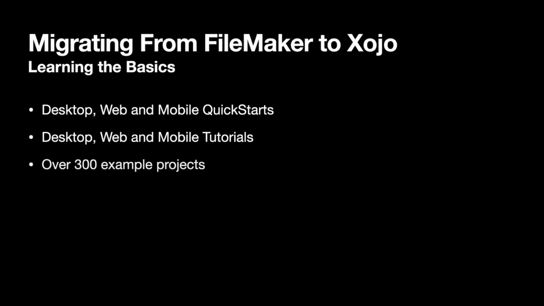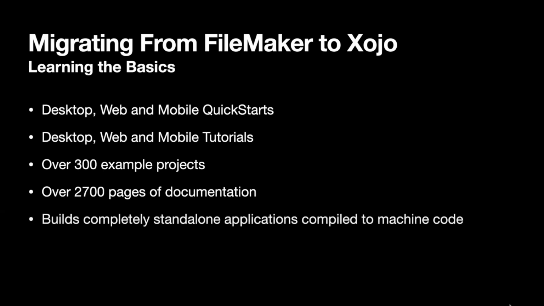We have over 300 example projects. So chances are if you're wanting to do something, there's a good chance that there's already an example project that would get you started. And we have over 2,700 pages of documentation. Now, that doesn't mean you're going to have to read all that, but there's a lot of documentation so that when you need more information about something specific, it'll be there for you. And again, we build completely standalone applications that are compiled to machine code. There's no interpreter.